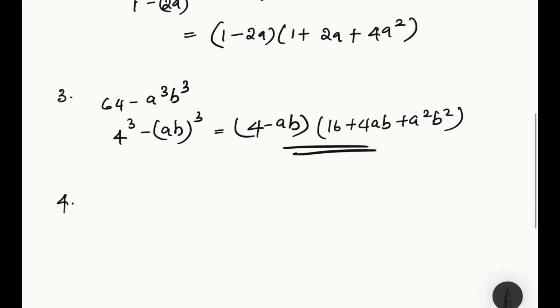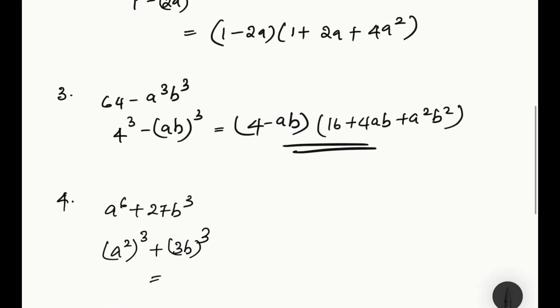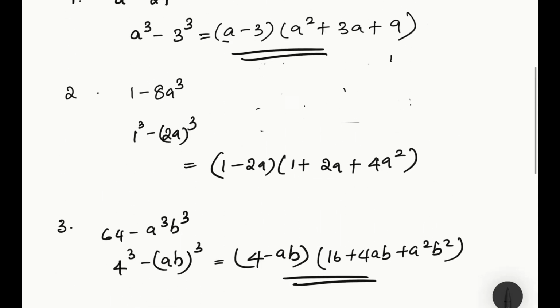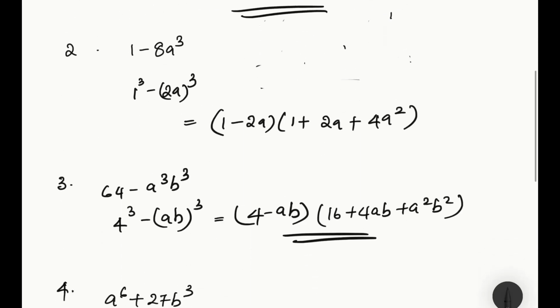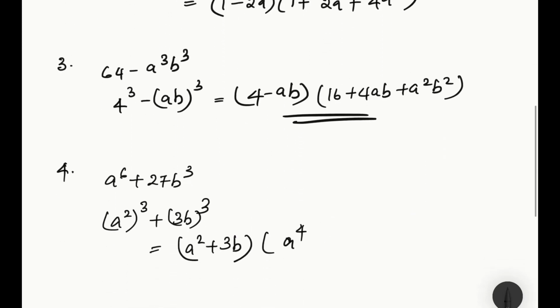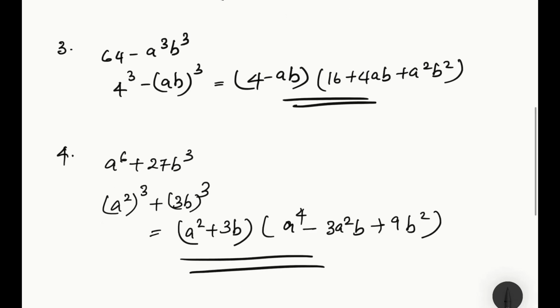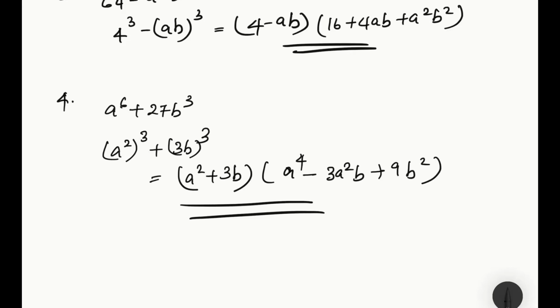Okay, fourth one, a to the power of 6 plus 27b cube. That will be a square the whole cube plus 27b cube can be written as 3b the whole cube. So it's plus here. So how do we do it? That will be equal to a square plus 3b into a square whole square, that is a to the power of 4, minus a square into 3b, that is 3a square b, plus 9b square. Hope it's clear, kids. Okay, this is how you can split it.